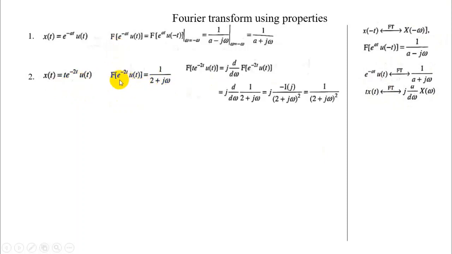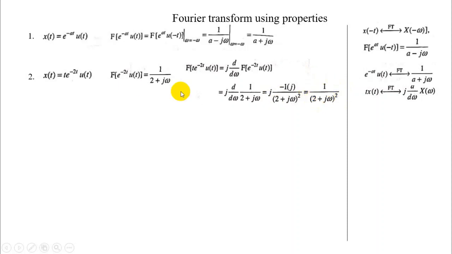As I have said, we know the Fourier transform of that part is 1 divided by 2 plus j omega, and if x(t) has a known Fourier transform X(omega) and we need to transform t x(t), that means x(t) is multiplied by t. Here this part is multiplied with t. So basically we need to differentiate 1 divided by 2 plus j omega, and this would be the final result. And for this property, after differentiating you need to multiply with the term j.